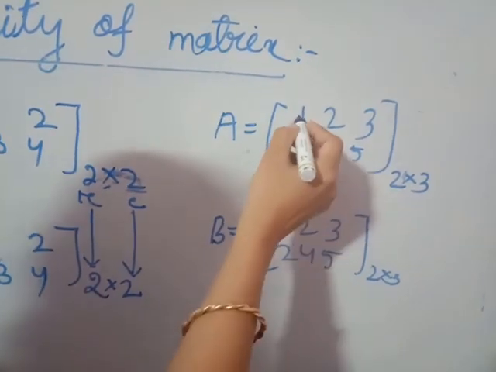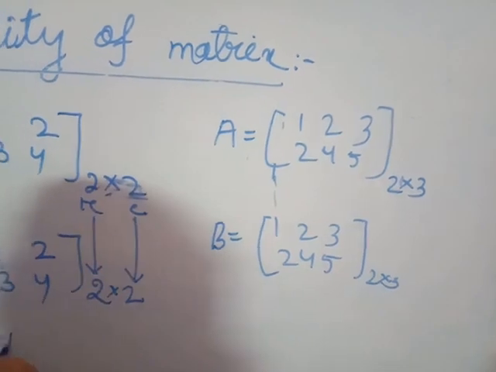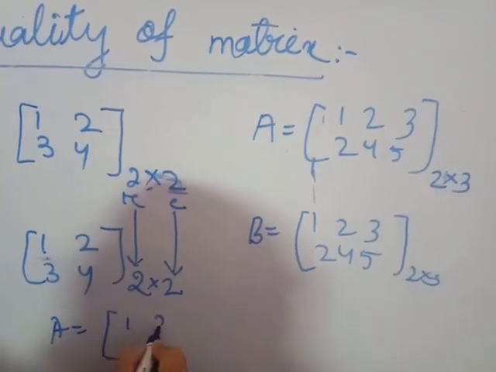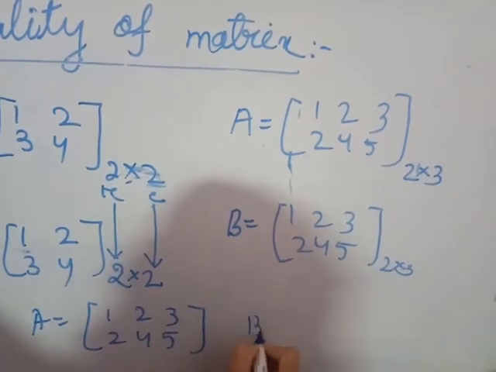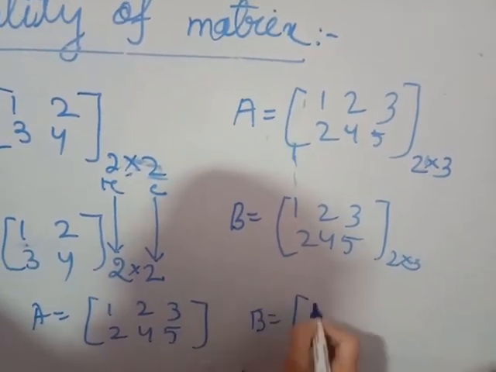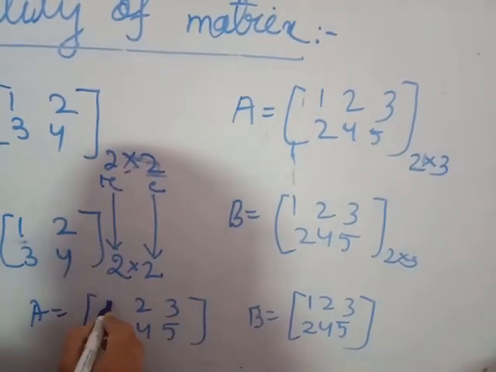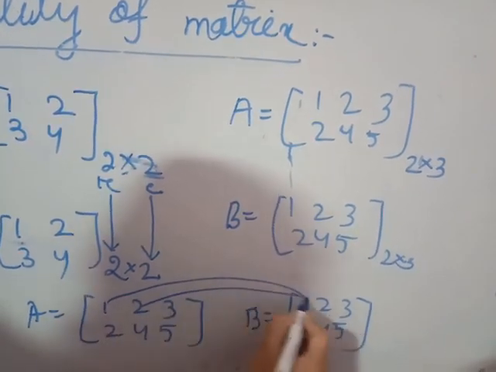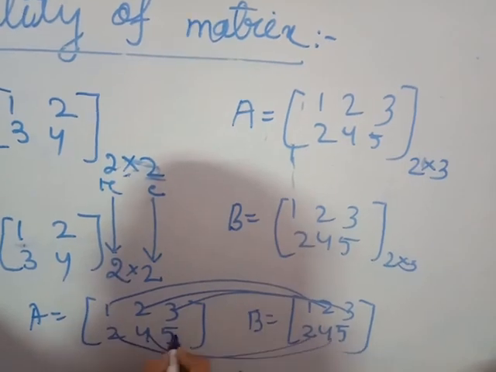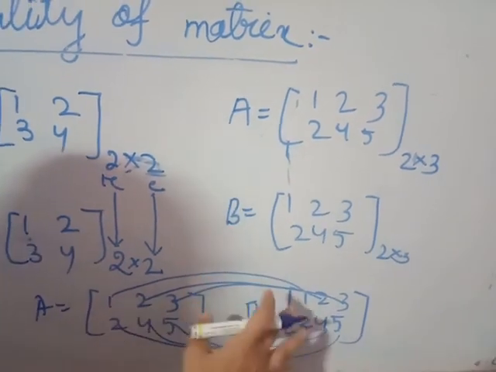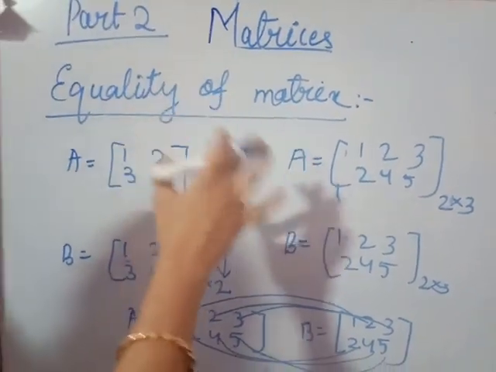Then only the corresponding elements, means what are the corresponding elements here? I am writing again. If A equal to 1, 2, 3, 2, 4, 5, then B equal to 1, 2, 3, 2, 4, 5, means corresponding, 1 is the 1, 2 is the 2, 3 is the 3, then 2 goes to 2, then 4, 4, then 5, 5. So these corresponding elements are equal. That time it is known as the equality of a matrix.